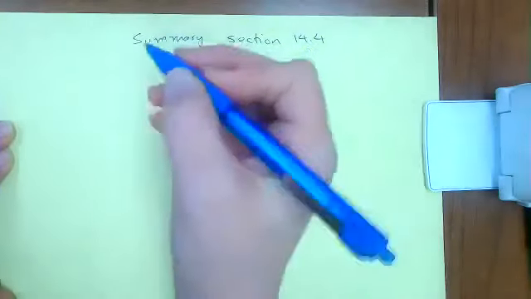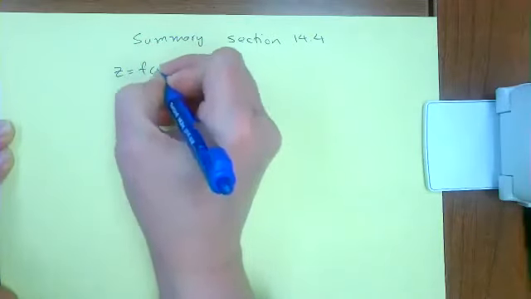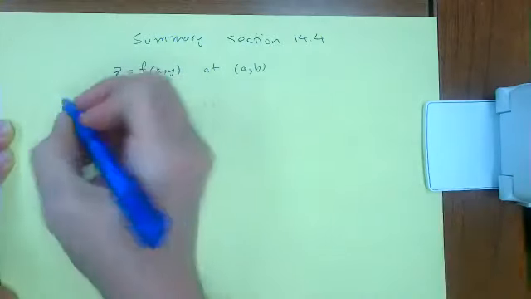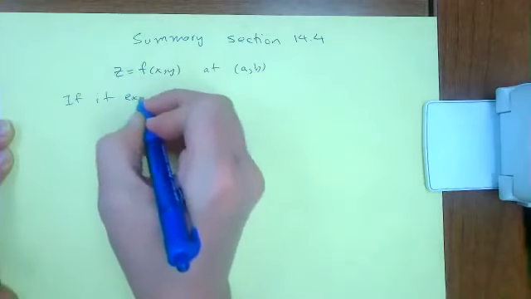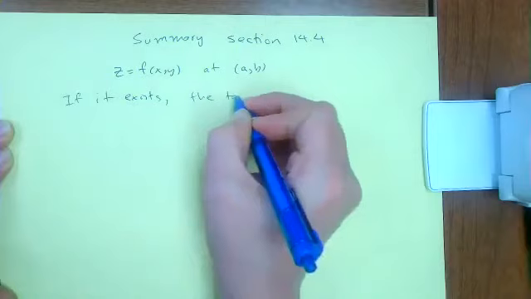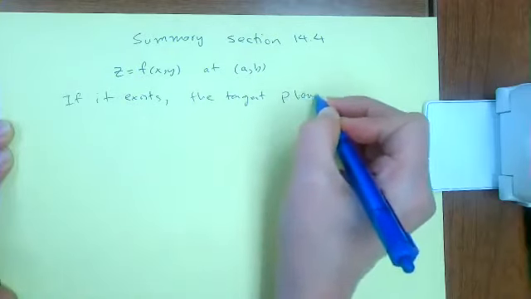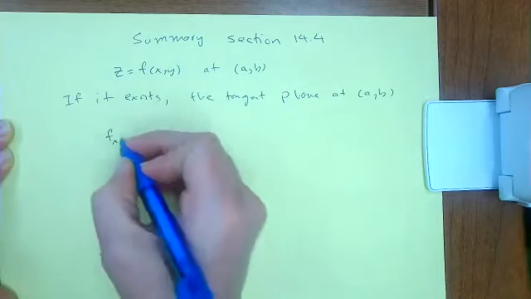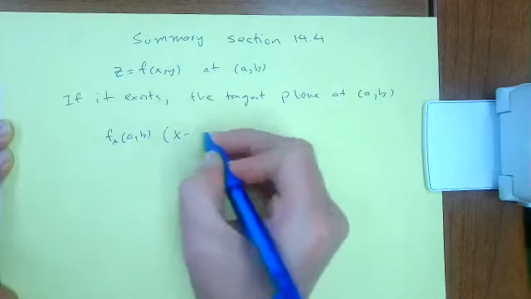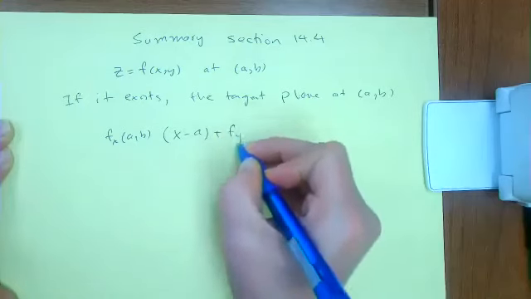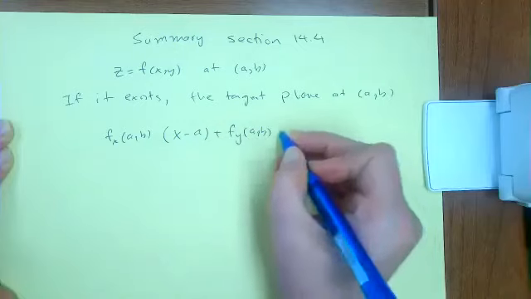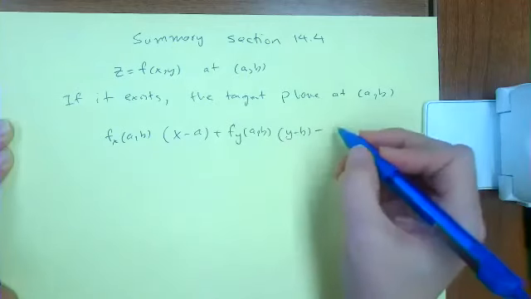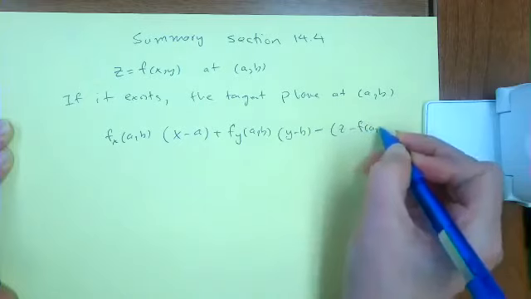Summary section 14.4. Let's consider a function of two variables at a point A and B. If the tangential plane exists, the tangential plane at A and B will look like this: f sub x at the point A and B times x minus A plus f sub y at point A and B times y minus b, plus the x value, minus z minus f of A and B.